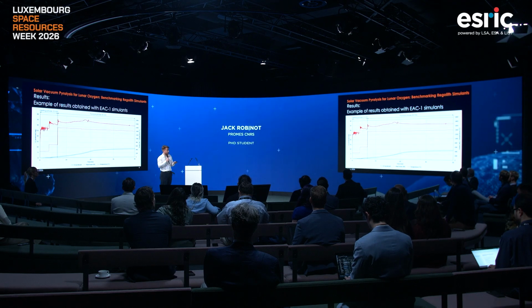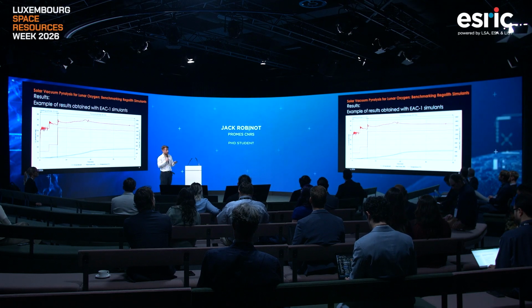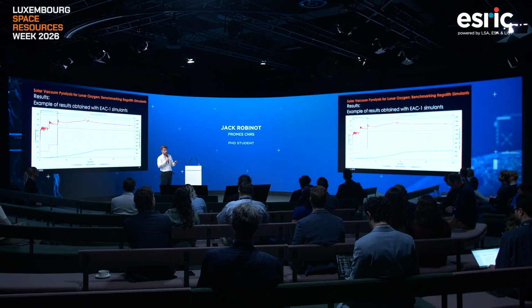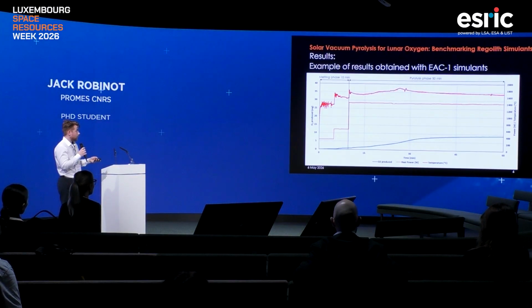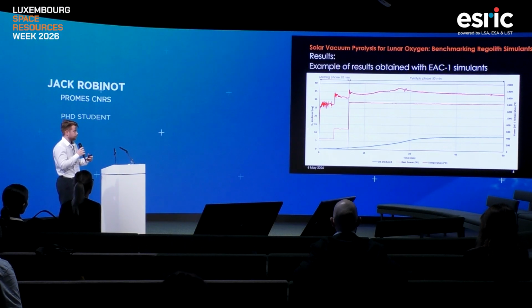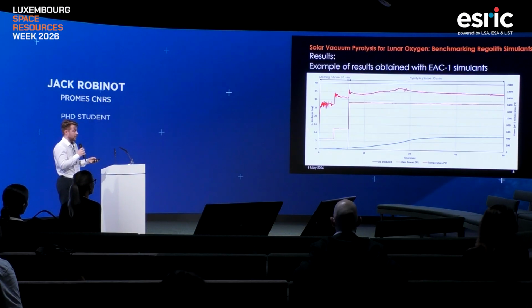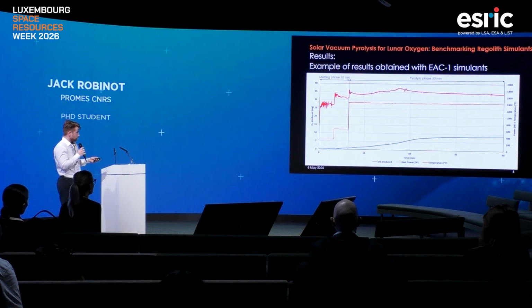What you can see here in red is the temperature measured with the pyrometer at the focal point of the parabola. The reaction occurred at a temperature of around 1,800 degrees, and the pyrolysis has a duration of around 50 minutes. But at around 30 minutes, we are not yielding that much oxygen anymore. Most of the material that we are able to vaporize has been vaporized after approximately half an hour.